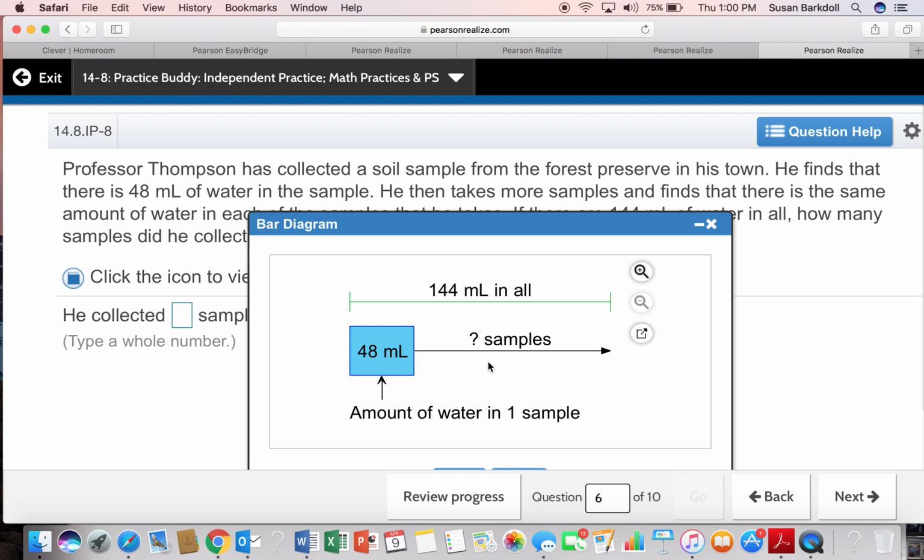So basically, we have to say 144 divided by 48. This is an ugly problem. We can do repeated subtraction if you don't want to do it that way. If I take 48 once, then I take 48 a second time.